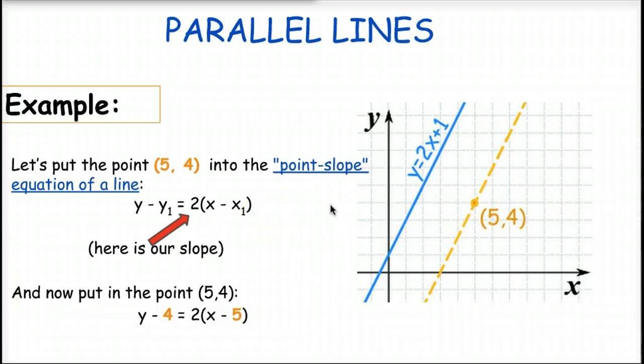We have the difference of our y's equals our slope. Notice here's our slope that we identified as 2 times the difference of our x's. Now let's put in the point (5, 4). 5 is an x and 4 is a y, and they're both positive. So I'm going to put my y in here. y minus 4 equals my slope of 2 times x minus 5, and I went ahead and plugged the 5 in for my x.